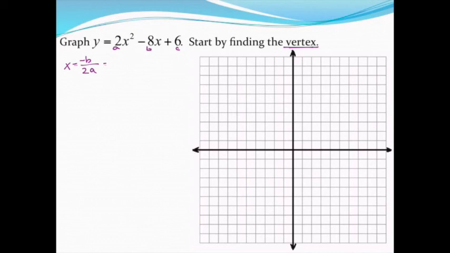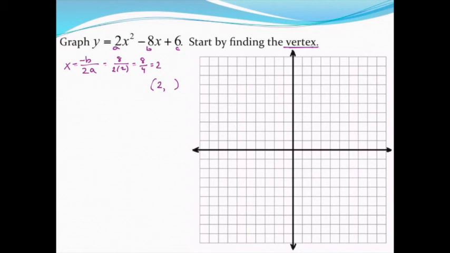So if I plug these values in, the opposite of b would be positive 8, since b is a negative 8. Divide that by 2 times my a value, which is also 2. That's 8 divided by 4, which gets me 2. So again, that's only the x coordinate of my vertex. I still need to find the y coordinate.